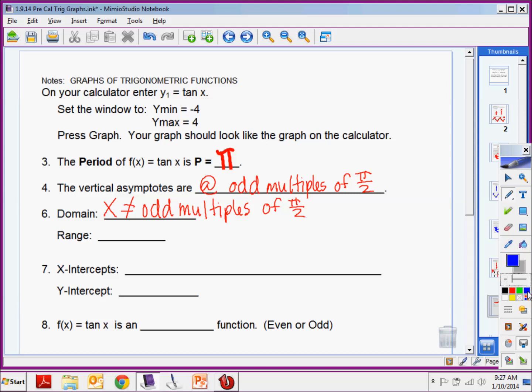Alright, so x doesn't equal odd multiples of pi over 2. We could write that in set or interval notation, but I think the best way for you guys to remember is just know that if these are my asymptotes, that means that when it comes to my domain, they don't exist. Alright, what about my range? It is all real numbers. My range goes from negative infinity to positive infinity. There's no break in my range and no restrictions to my range.